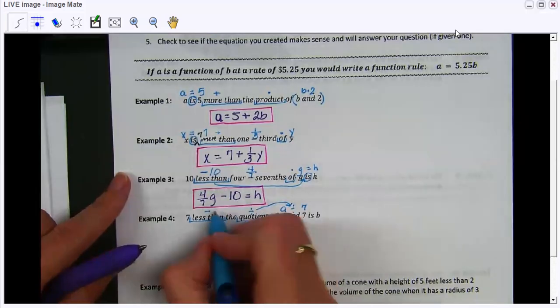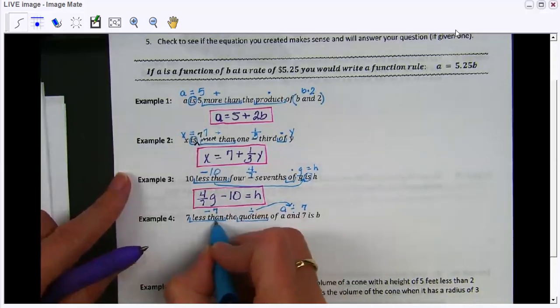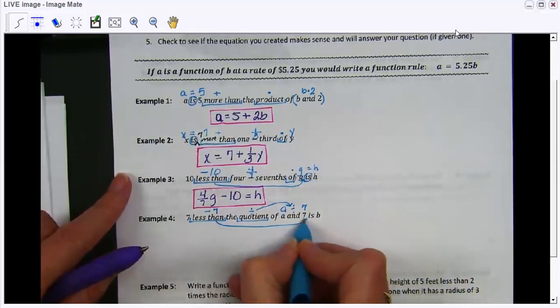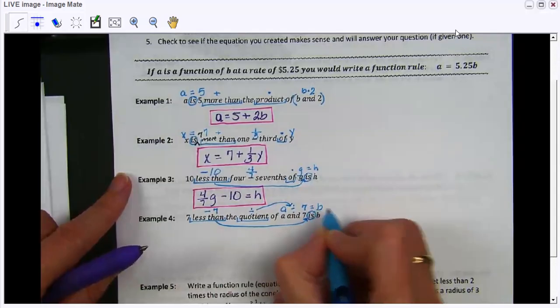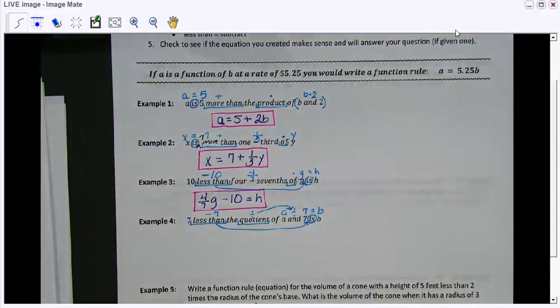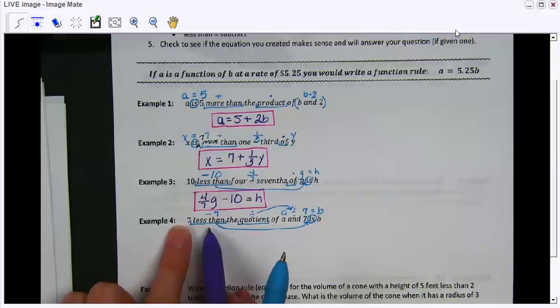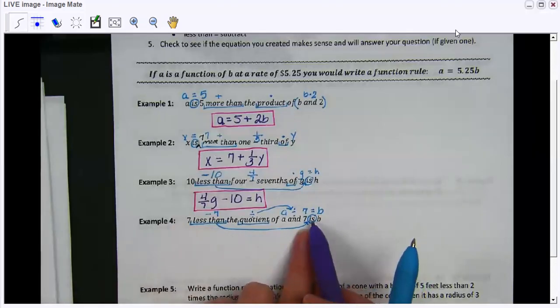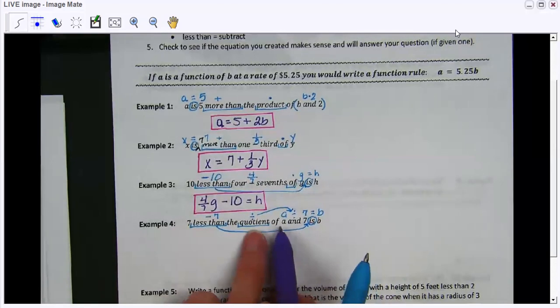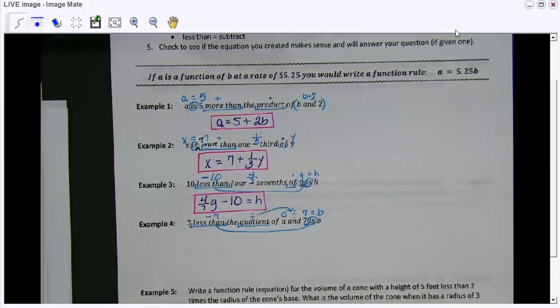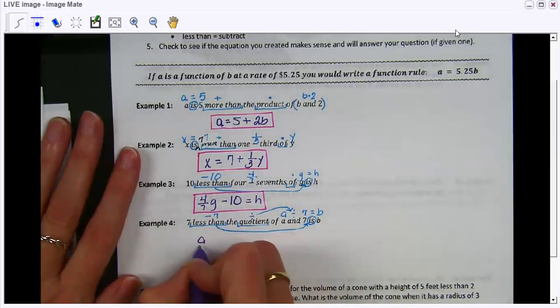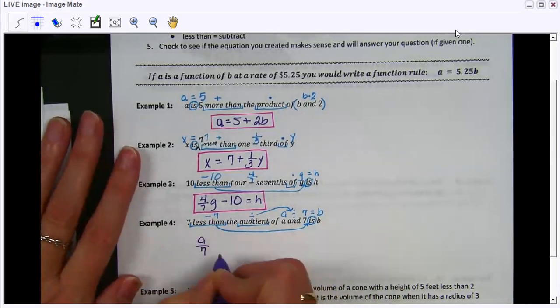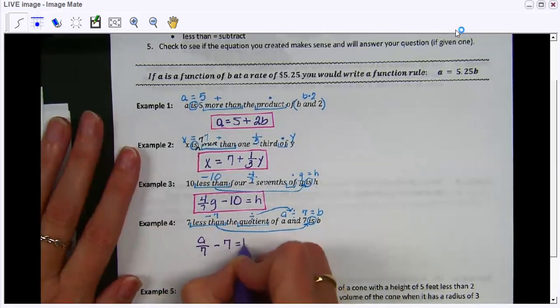So what you're going to do is take 7 and move it over here behind that second term. Is means equal and B. So I'm going to take the term in front of less than, and I'm going to move it to the back and subtract it from the term after less than. So let's go ahead and write that. So A divided by 7 minus 7 equals B.